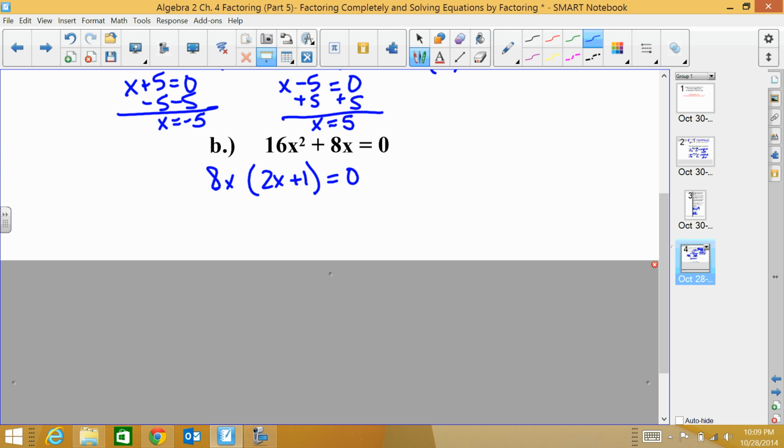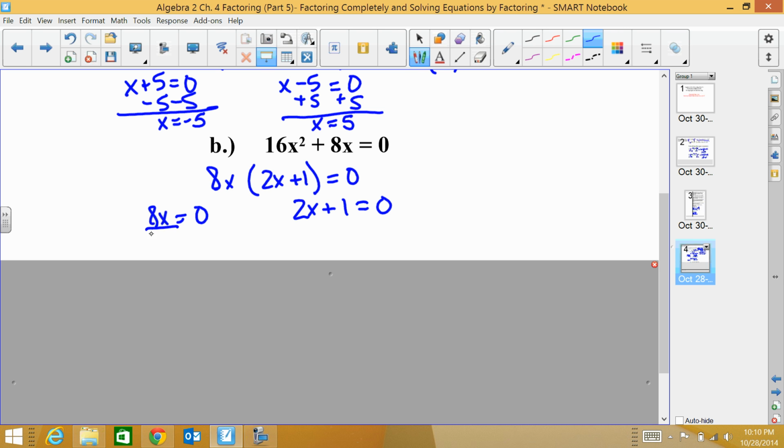In this part, the 8x isn't in parentheses, but you could put it in parentheses if you want to. If 8x equals 0, then 0 times this will equal 0. So I have to set 8x equal to 0 to find my first solution. And if 2x plus 1 ends up equaling 0, then 8x times 0 would be 0. So I also have to set 2x plus 1 equal to 0.